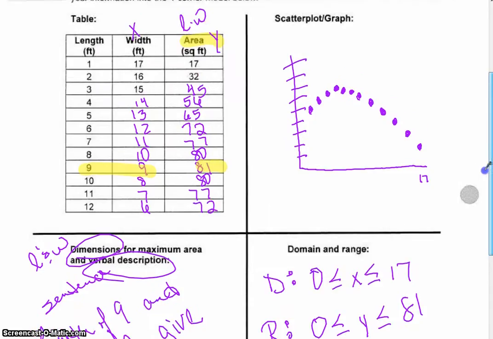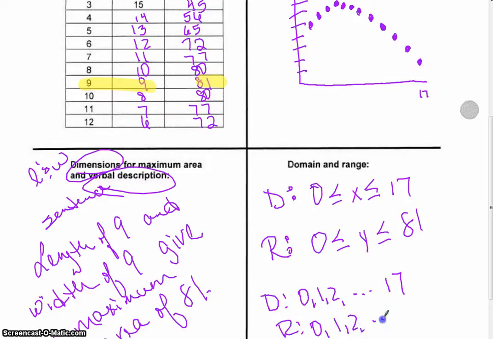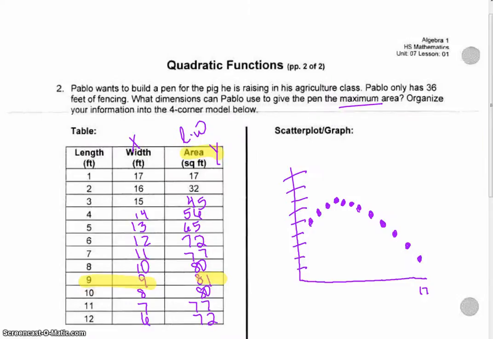Now, I really don't like the way we wrote this because what did they give me? A table. When they give me a table, it should really be a list. 0, 1, 2, ... 17. Range 0, 1, 2, ... 81. Except it's not 0, 1, 2 probably. You would probably need to actually list the numbers we had here. Okay? I'll be easy on you for this because this is new. Going to the next page.